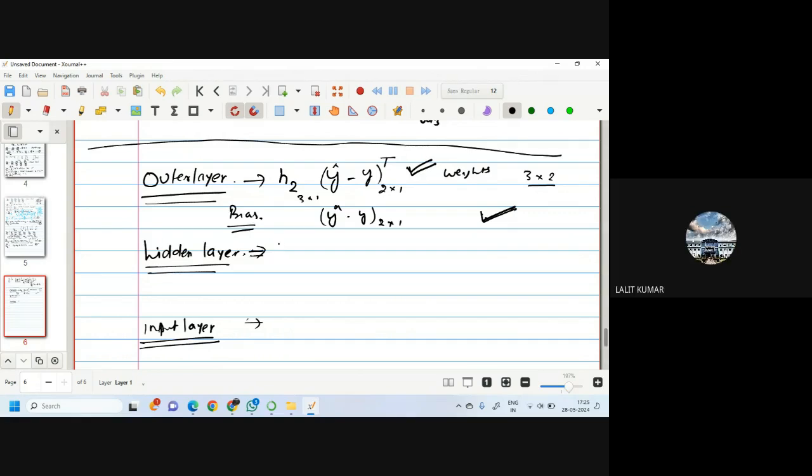When you come to the hidden layer, you will always write h, whatever h is there. For example, here in this case it was your h1, and inside it is always a transpose here, and here is weight into y hat minus y, and here is that product.